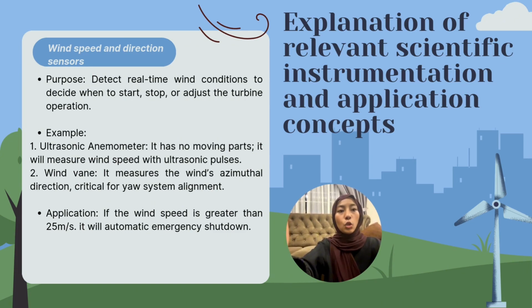It has no moving parts and it will measure the wind speed with ultrasonic pulses. Next, the wind vane. It will measure the wind's azimuthal direction, critical for your system alignment. Next, for the application, if the wind speed is greater than 25, it will automatically trigger an emergency shutdown.